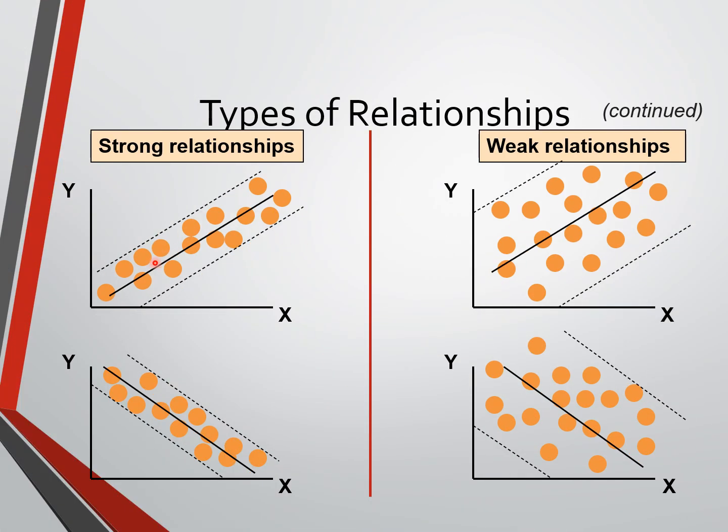Now, whenever the data is within the broad line, this indicates a strong relationship, positive relationship and negative relationship. But when the data points are dispersed from the main line, the center line, then this indicates a weak relationship.